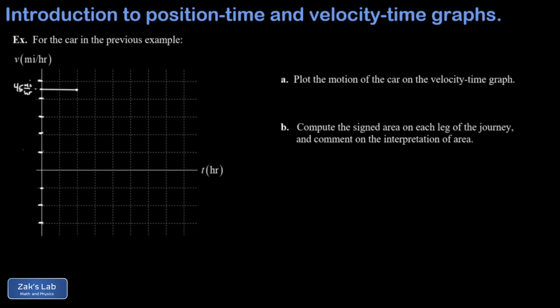Then the car turns around and takes a negative velocity value. That's negative 30 miles per hour. That starts at t equals 2 and goes all the way to t equals 5. And it might be nice to connect those with a dotted line.